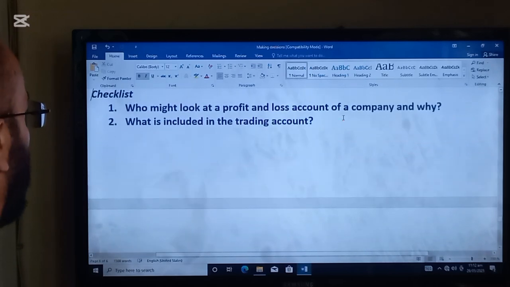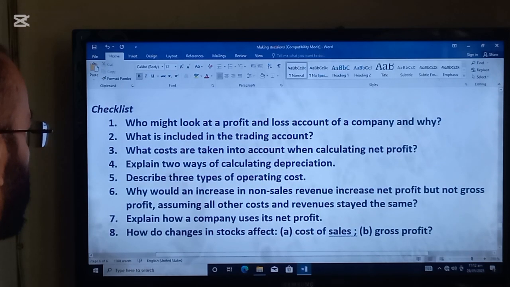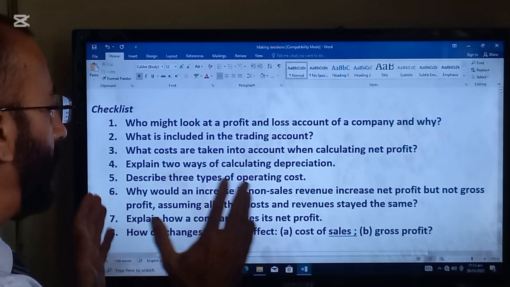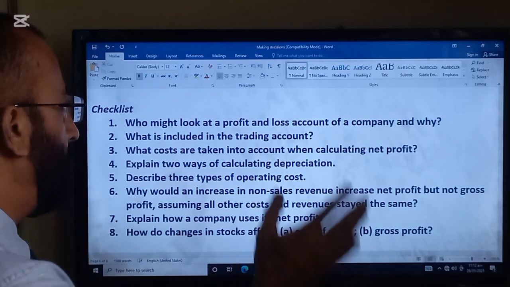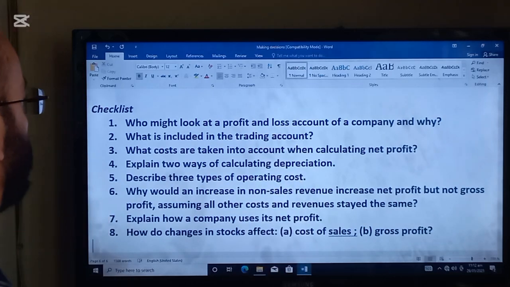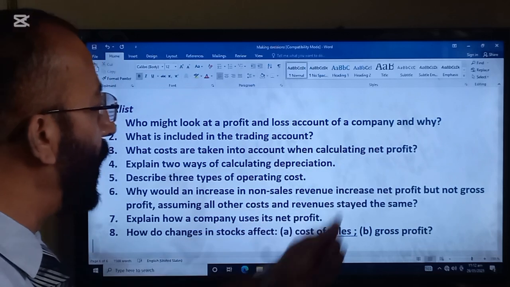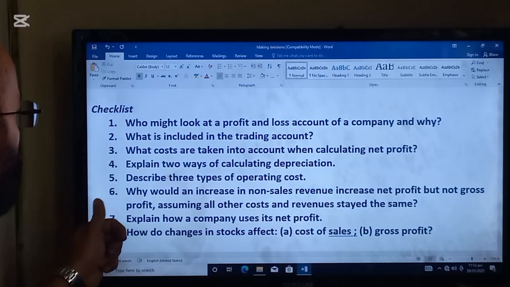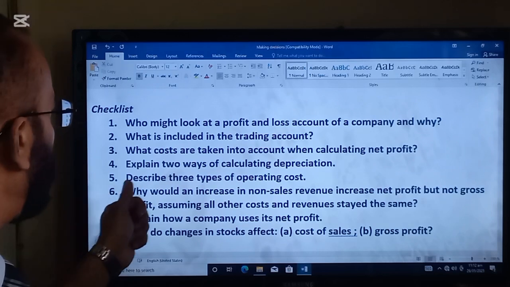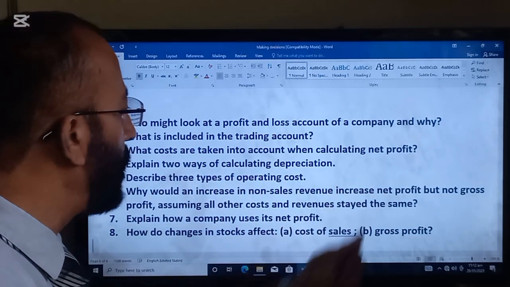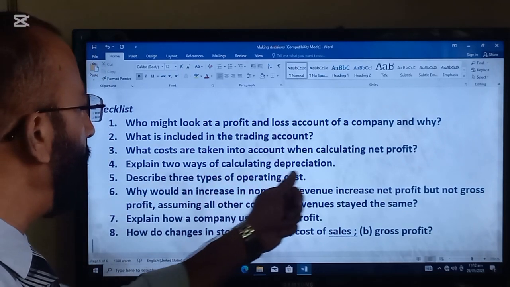And finally, I have made some questions from the lecture. Solve these questions at home. These questions will help you to handle the paper, particularly in this lecture. The first question is, who might look at the profit and loss account of the company and why? Next question is, what is included in the trading account? Next question is, what costs are taken into account when calculating net profit? Next question is, explain two ways of calculating depreciation.